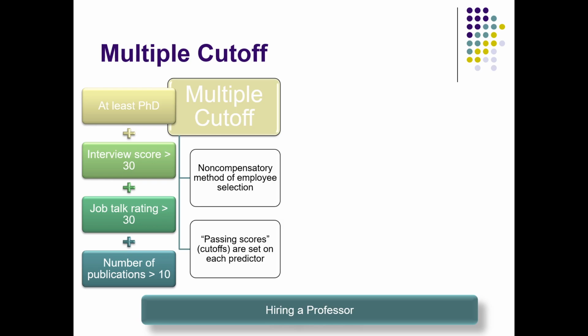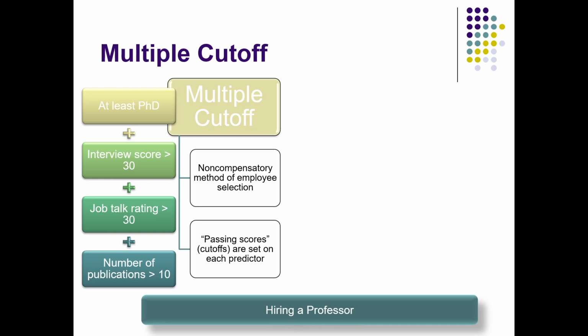If you have, let's say, a PhD and 30 publications, but your interview score is a 25 and your job talk rating is a 25, you're not qualified. Even though you're well above the number of publications, that can't compensate for being below on interview or job talk. Or flip that over: you're a great interviewer and you gave a great job talk, but you only have 8 publications. You don't qualify. You have to have all of these in place. And that's what we mean by non-compensatory. Being really above the target in one category can't compensate for the other. And all of these have to happen at the same time.